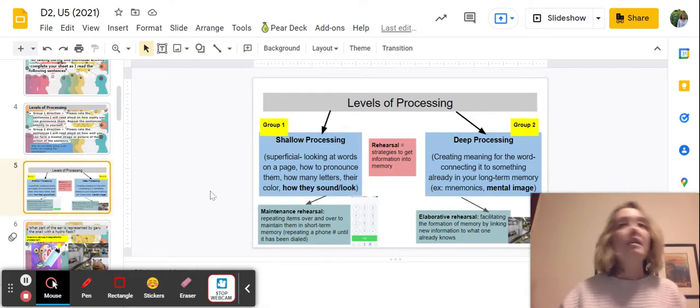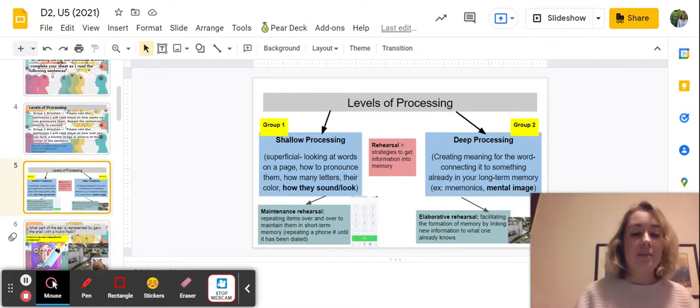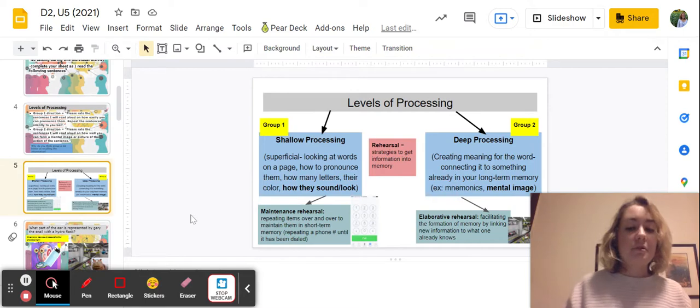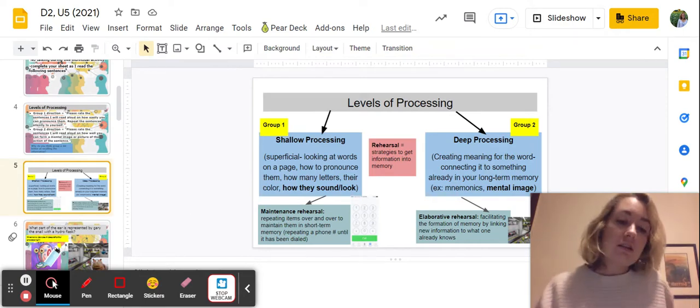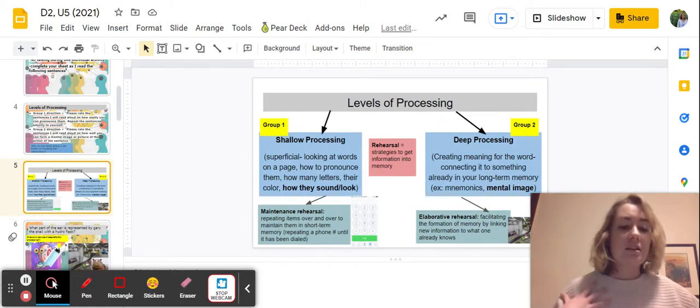Going back to shallow processing, an example of shallow processing is what we did yesterday, which is maintenance rehearsal. When you're trying to remember a phone number, PIN code, whatever it is, it's just repeating it out loud a bunch of times. Again, this isn't ineffective, but it's not as effective as deep processing. It might help us in the short term remember something, but if we're trying to create a meaningful, long-lasting memory, maintenance rehearsal probably isn't the best way to go about it, in that you're just repeating something. You're not really creating meaning or significance for it.